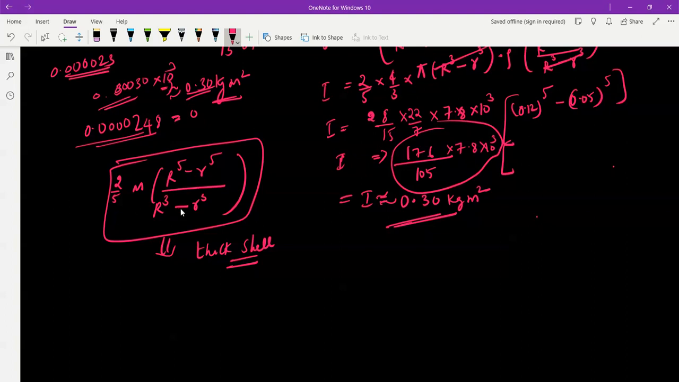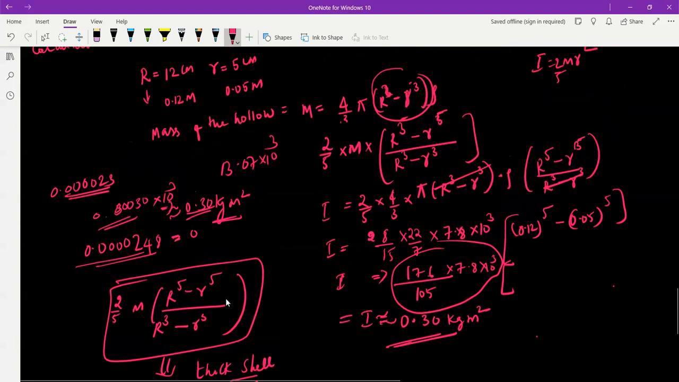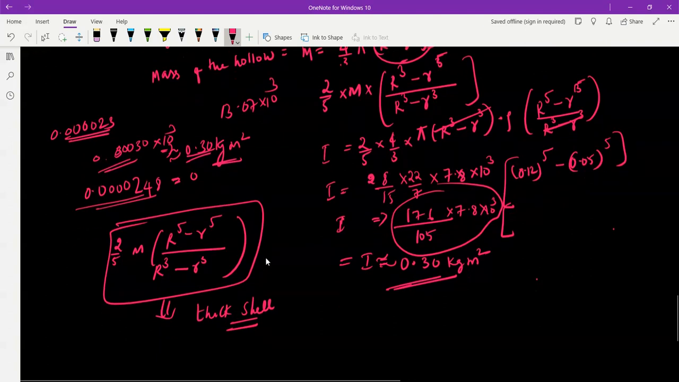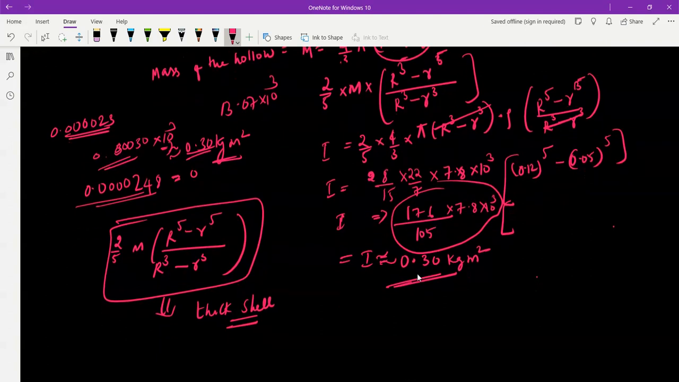So we have made use of the moment of inertia of a thick shell to find it for the hollow steel sphere, which has an outer radius of 12 centimeter and an inner radius of 5 centimeter. So that comes out to be 0.3 kg meter square. Clear? Any doubt?